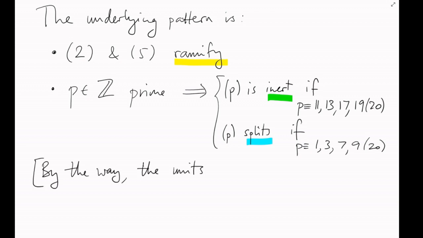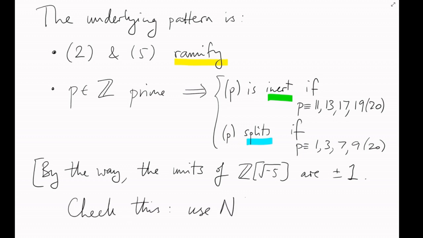By the way, the units in Z adjoin root minus 5 are plus or minus 1. And you can check that for yourself as well. Let me remind you that the norm function on this ring sends a plus b root minus 5 to a squared plus 5b squared. In particular, like in Z[i], this never takes negative values. Okay, so it looks like we have a perfect understanding of multiplication in Z adjoin root minus 5. But there is a snag. Many of these ideals aren't principal, and here's why that matters.